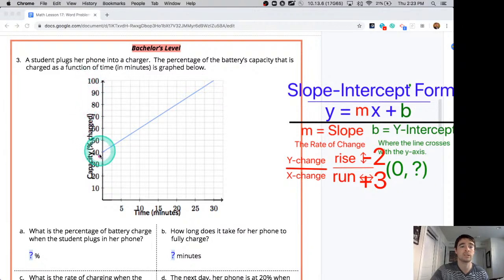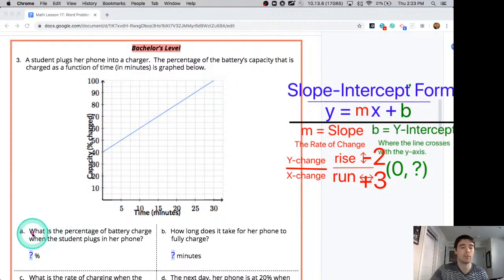And the y-axis is going to measure the capacity for the battery, while the x-axis I see is measuring how many minutes that battery's been charging for. And as we would expect, the general story is the phone starts off not at a full 100%, and it starts charging up, and the longer she charges it, the more that the charge or the battery goes up in percentage.